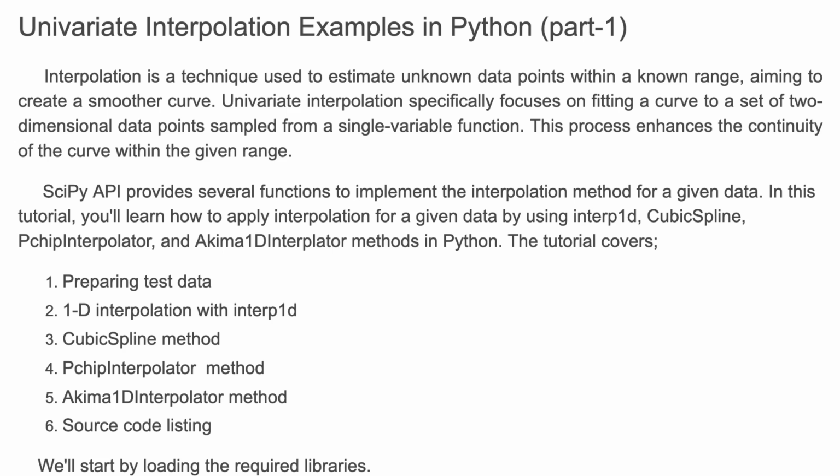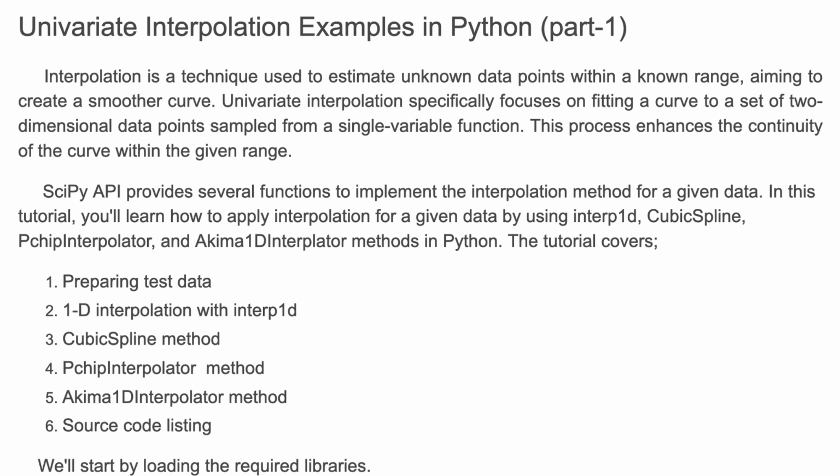SciPy API provides several functions to implement the interpolation method for a given data. In this tutorial, you will briefly learn how to apply univariate interpolation for a given data by using the several functions of the SciPy library. This tutorial covers preparing test data, one-dimensional interpolation with interp1d, CubicSpline method, PchipInterpolator, that is Piecewise cubic Hermite interpolating polynomial, and Akima one-dimensional interpolator in source code listing.